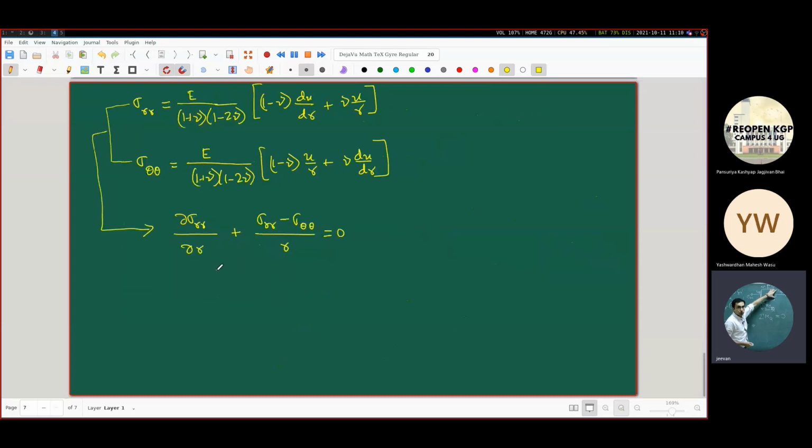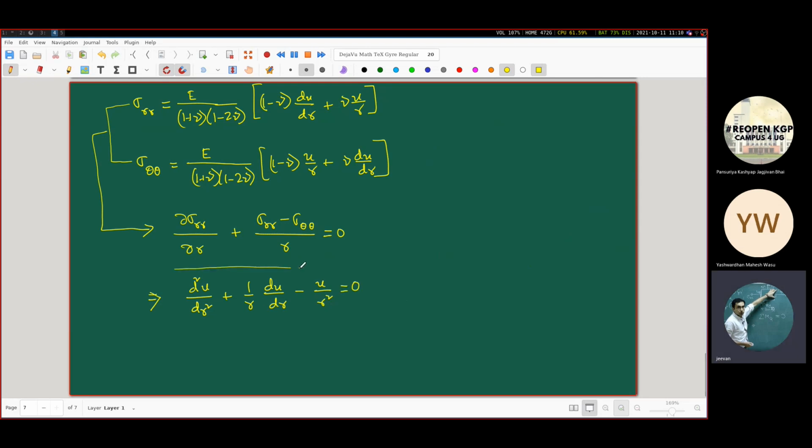If I do that and do all the simplifications involved, then the equation that I'm going to end up with is this thing. So it takes about 3 lines of simplification, a little bit of algebra involved, plus minus. Ultimately, you will end up with d square u dr square plus 1 by r du dr minus u by r square is equal to 0.